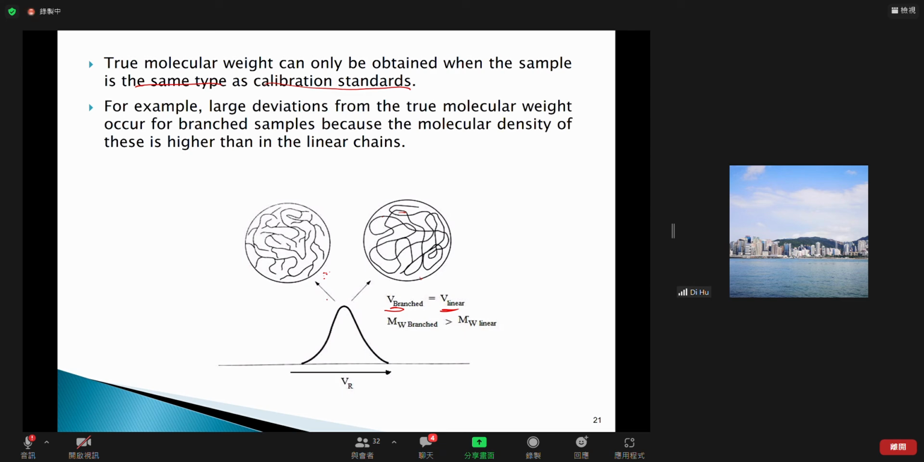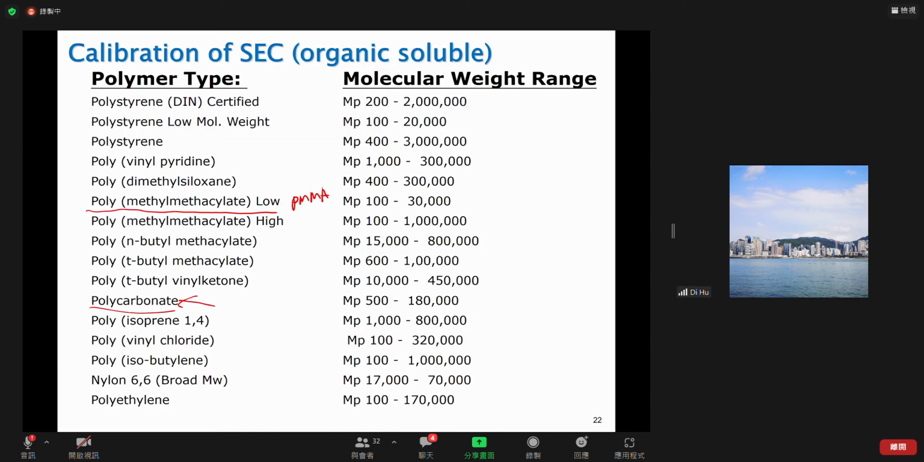So this is something you should know, something you have to keep in mind when you are using size exclusion chromatography to do this calibration and to derive the molecular weight distribution. So it's very critical to pick the right compound for the calibration. This shows many of the polymers available for calibration. Among the organic soluble ones, the most common one is polystyrene.